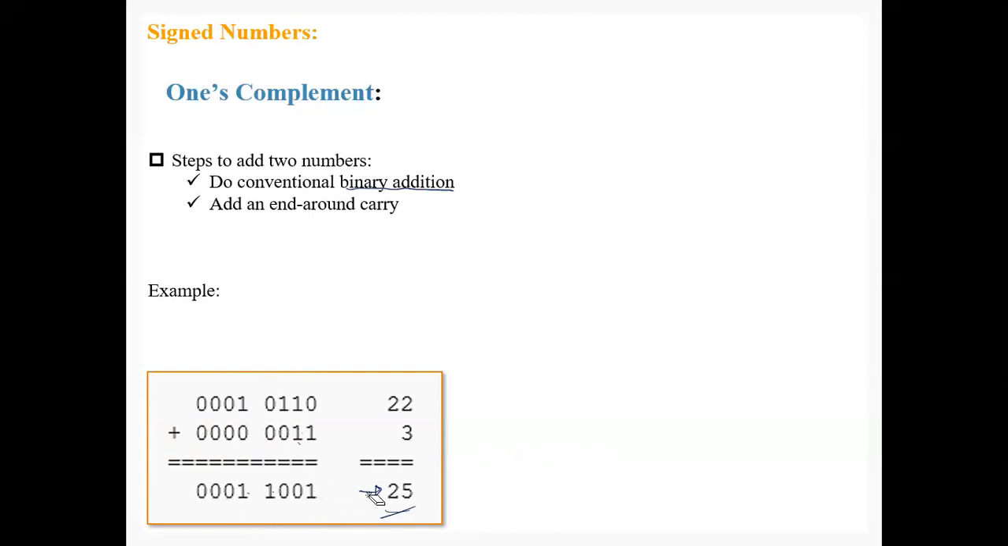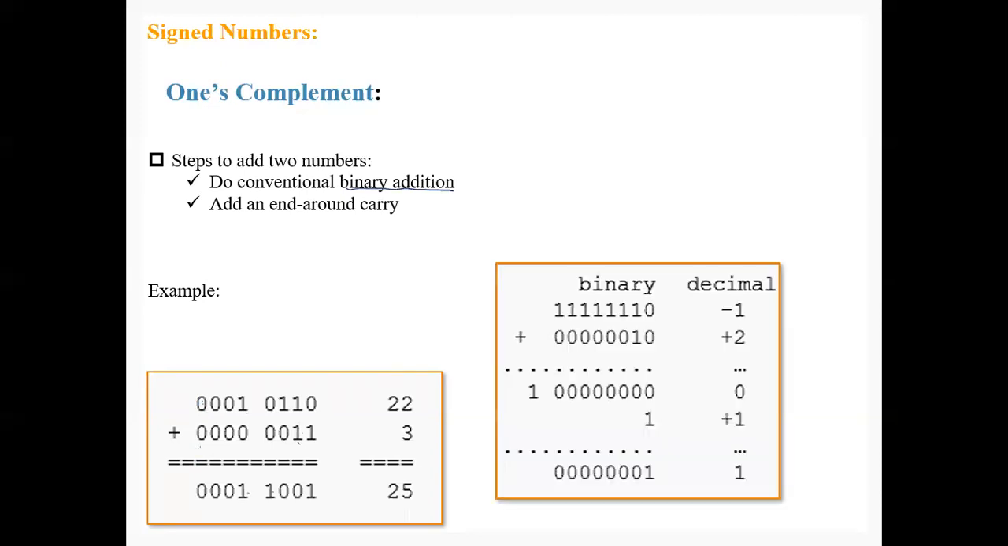So far, right? But what happens if you have a carry here? Suppose you add these two numbers and you get a carry out. In that case, how do you add in 1's complement? That's what I'm trying to show you here.